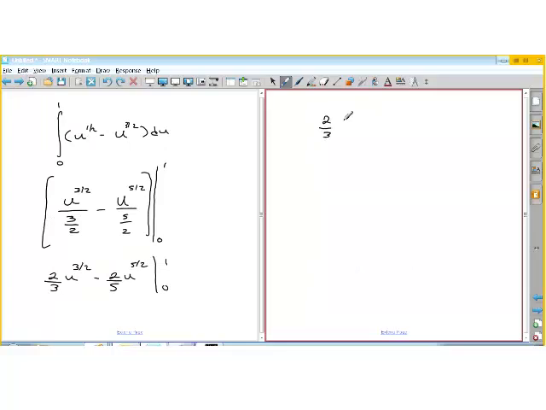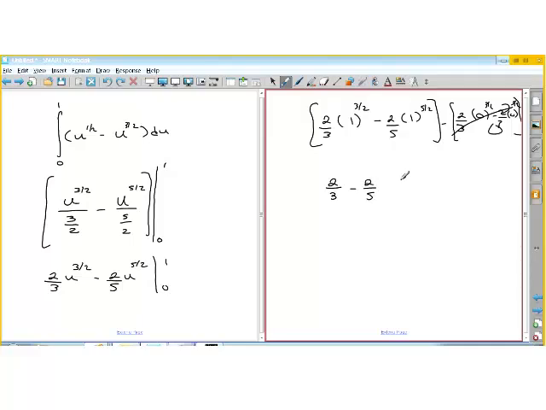So we get 2/3. The upper limit is 1. So we put 1 in for both terms. And then we subtract the evaluated lower limits. So you get 2/3 times 0 to the 3/2 minus 2/5 times 0 to the 5/2. Of course, that's just 0. So we'll get 2/3 minus 2/5, because 1 raised to any power is 1.